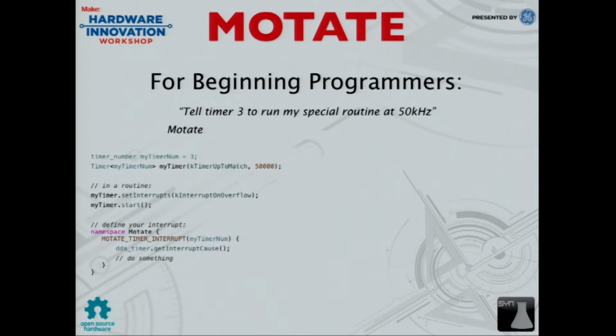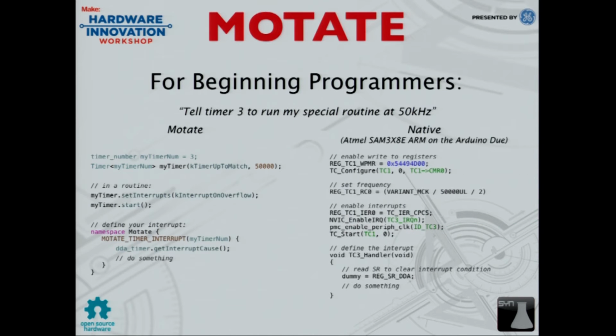On the left, I have the Motate code. On the right, I have the raw code if I wanted to program the exact same thing, for the ARM that's on the Arduino Due. Now you see this massive pile of acronyms that even after you know what they mean, you still have to look them back up again two weeks later when you go to read it again. And I'm not going to really try to explain what they all do because I forgot.